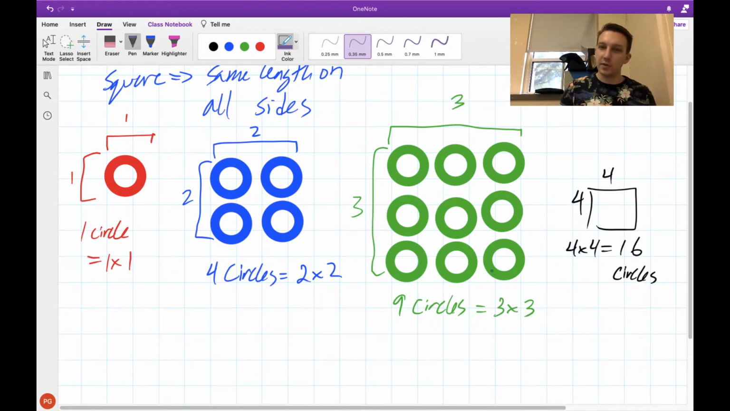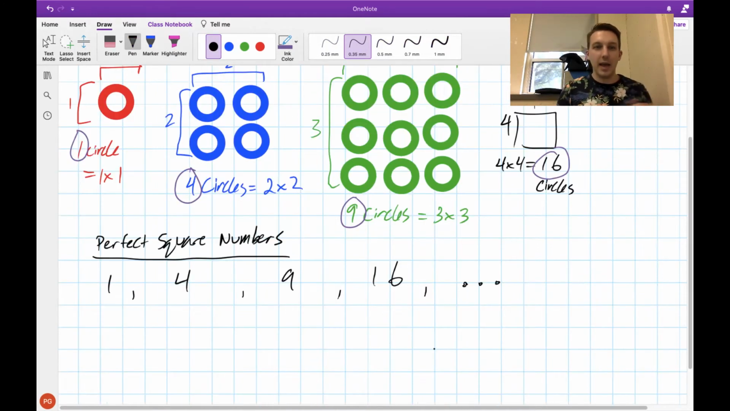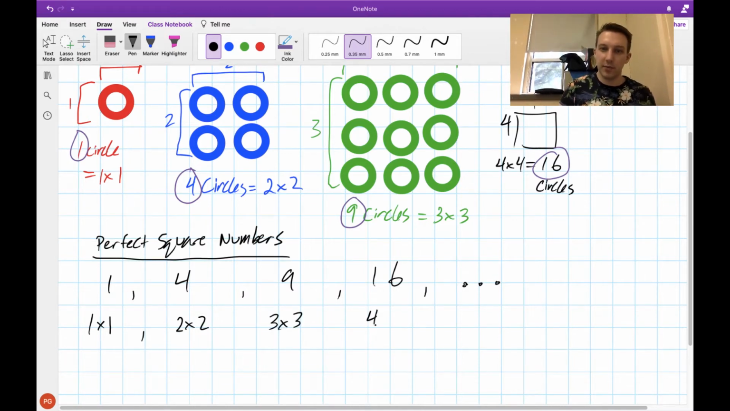These numbers of circles that we get, 1 circle, 4 circles, 9 circles, 16 circles, and on, these are called perfect square numbers. And how do we get our perfect square numbers? Well, they're just the numbers in order, but then we multiply it by itself. So we get 1 from 1 times 1. We get 4 from 2 times 2. We get 9 from 3 times 3, 16 from 4 times 4. And we could continue this pattern on and we could get all of our perfect square numbers.